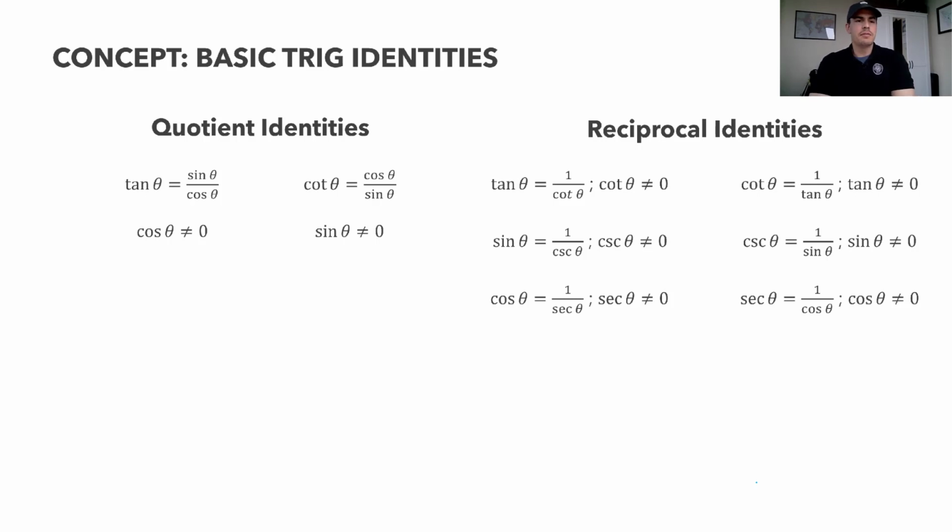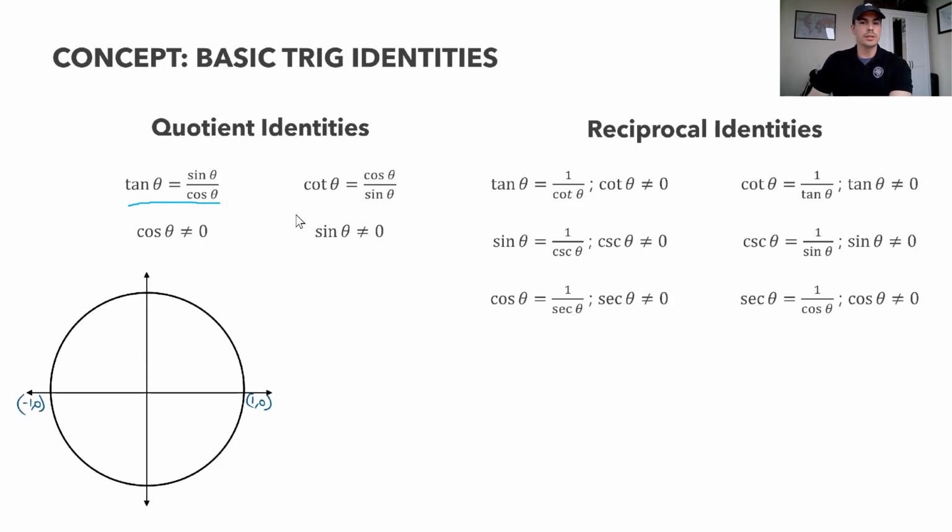So we've seen some of these before. These are going to be our quotient and reciprocal identities. Let's go ahead and prove this one right here that says tangent theta is equal to sine theta over cosine theta. We're going to do that with a little unit circle.